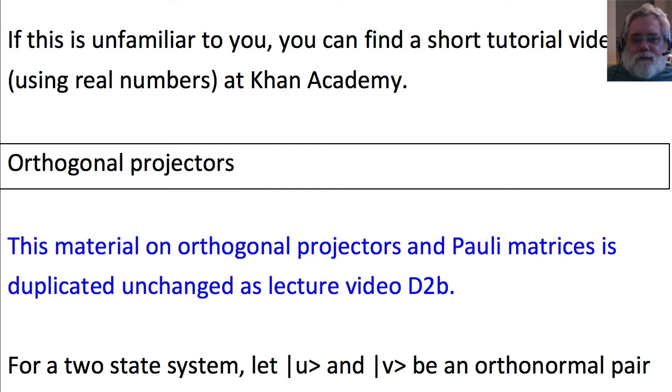Orthogonal projectors. This material on orthogonal projectors and Pauli matrices is duplicated unchanged as lecture video D2B, as well as the final part of lecture D2. This is because some people might want to just find it on YouTube by searching for Pauli matrices. But if you've watched it in one place, you don't need to watch it again.